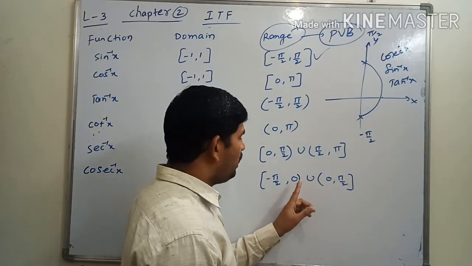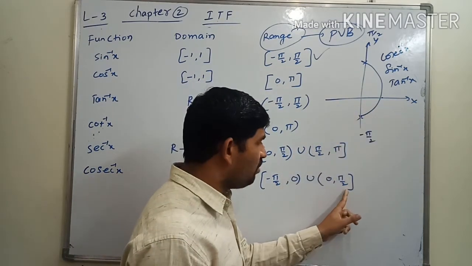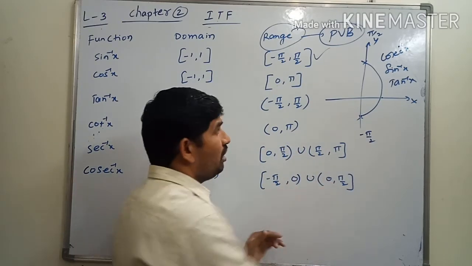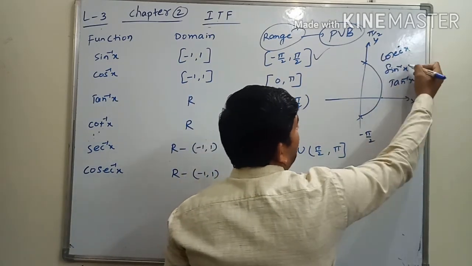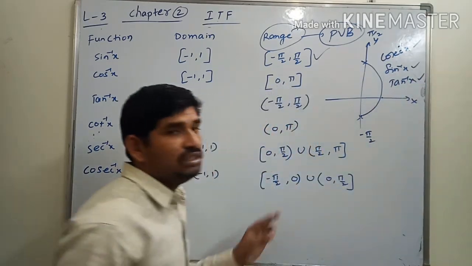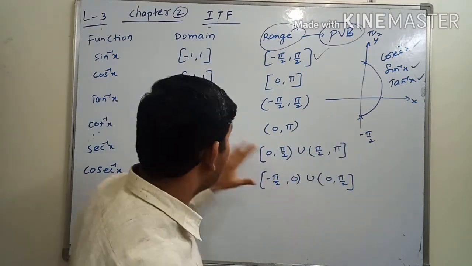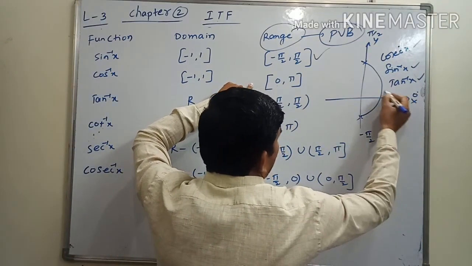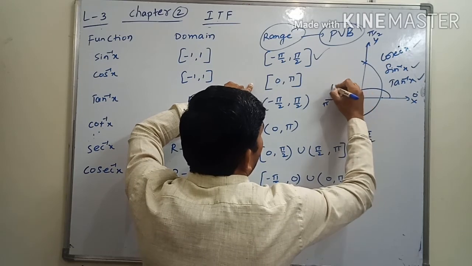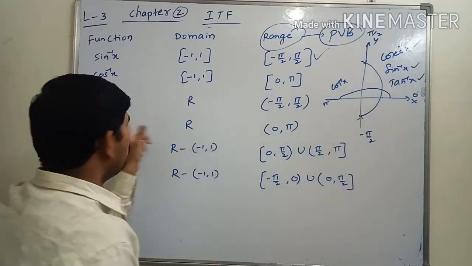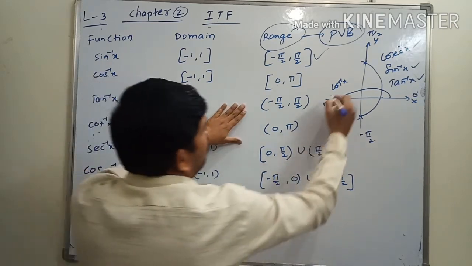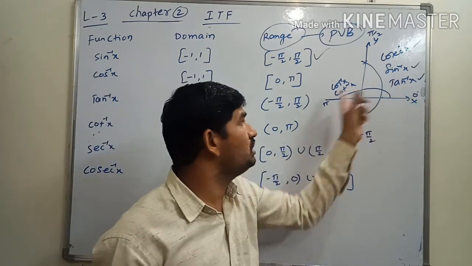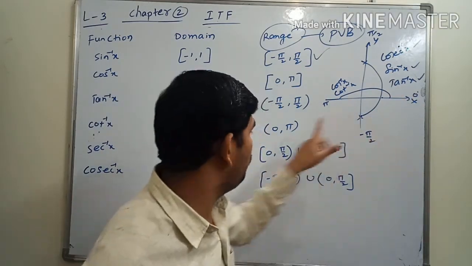So that's why we are taking minus π/2 to π/2, but at 0 degrees it is not defined. Remember that. In between minus π/2 to π/2, sine inverse, cosecant inverse and tan inverse, these three functions will be there. The remaining are cos inverse, 0 to π; this is 0 degrees, this is π. Then cot inverse, again in between 0 to π, but at 0 and at π cot is not defined, that's why we are taking the open interval.